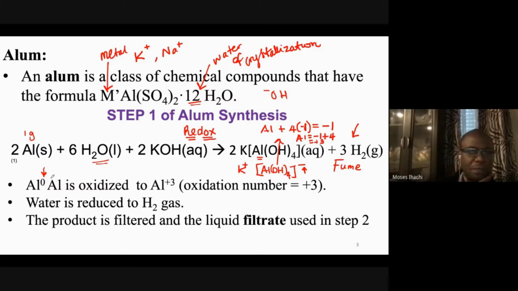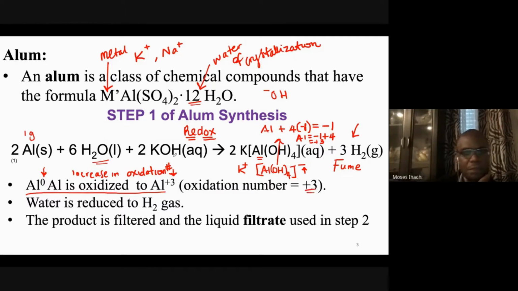So aluminum is oxidized from aluminum 0 to aluminum +3. That's the definition of oxidation: an increase in oxidation number. So Al is oxidized from 0 to +3.